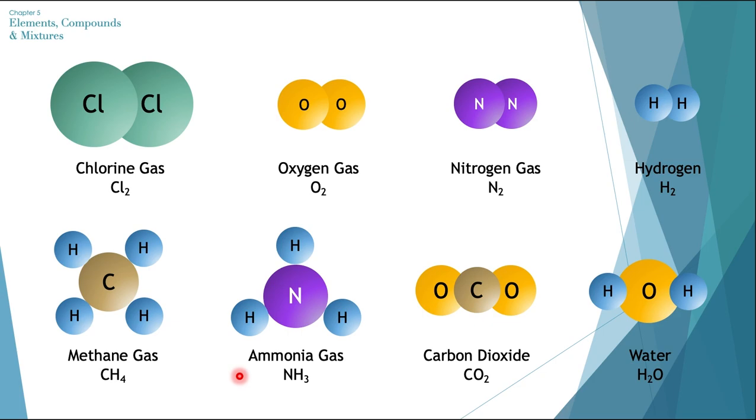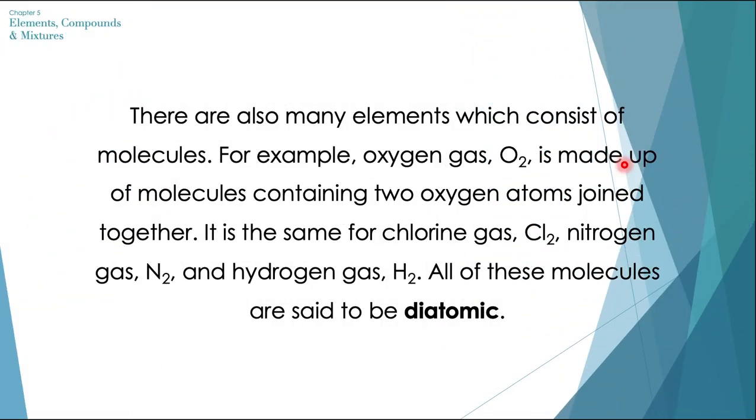So, what I was explaining here about the chlorine, oxygen, nitrogen and hydrogen gas, there are elements which consist of molecules, like these. Like oxygen is made up of molecules containing two oxygen atoms joined together. It is the same for chlorine gas, nitrogen gas, and hydrogen gas. So such molecules are said to be diatomic. That's what we need to remember. The molecules which are made up of two atoms of the same element are said to be diatomic.